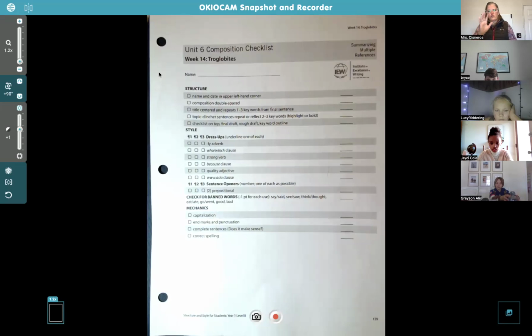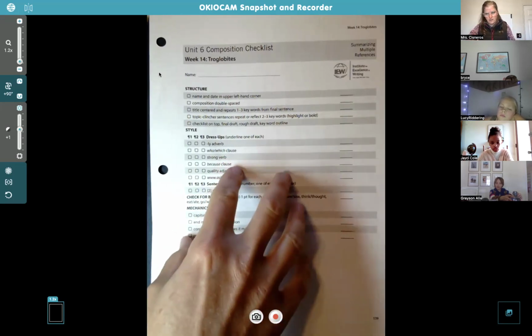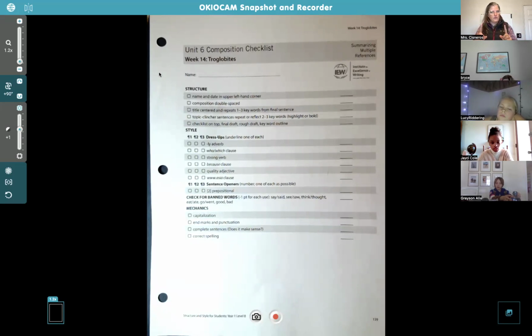Any questions about the structure that I'm looking for that's at the top of this checklist? Okay, because some of you, like I said, are forgetting this. And so sometimes I'm even sending it back, like I'm not even going to grade it until you do your checklist. So I just want to make sure everybody understands exactly what I mean by that.